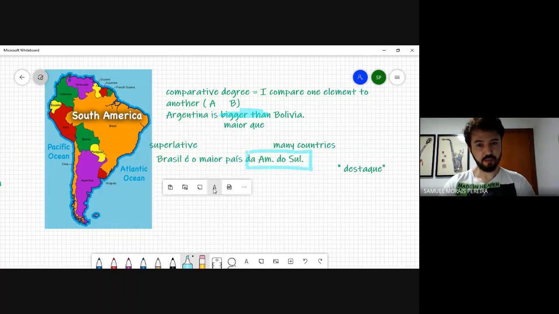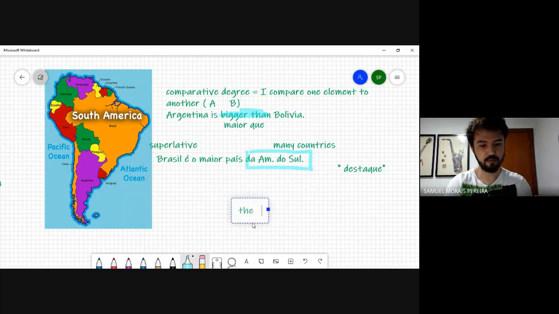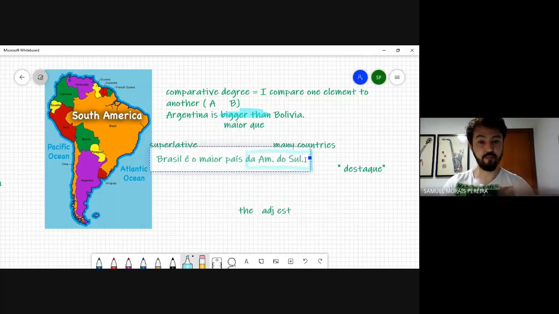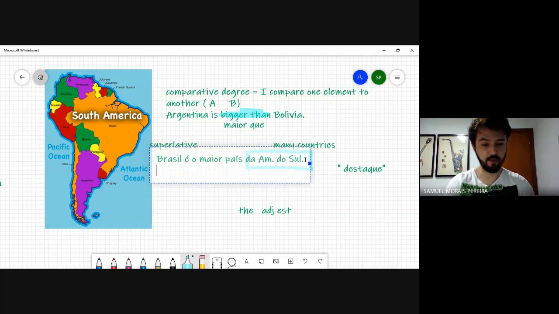E no superlativo, a terminação é diferente. No comparative, we use ER when the adjective is small. But when we are in the superlative, a gente não usa ER. A gente vai dizer assim, ó. E escreve o adjetivo e acrescenta EST no adjetivo. So, I'm gonna say, Brazil is the biggest country in South America. Oh, Brazil is the biggest country in South America. Can you see the difference?